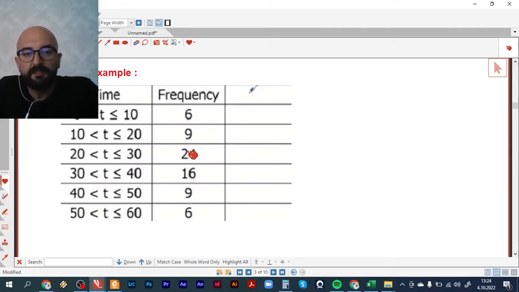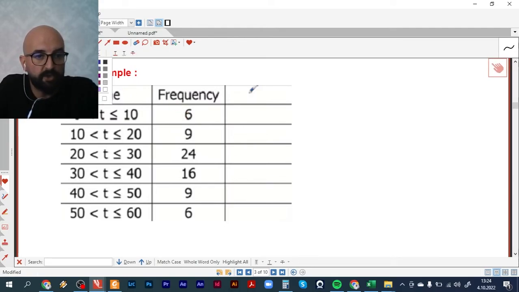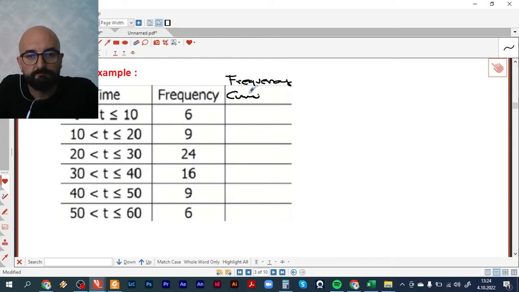Also, we have a frequency table, and the first time we will fill up this table according to cumulative frequency, or CF maybe. And the second one, we will draw the graph.